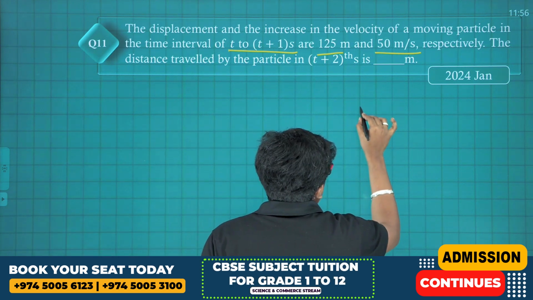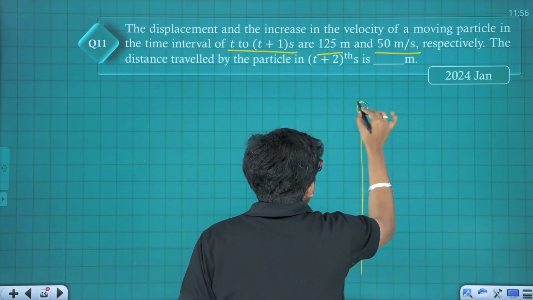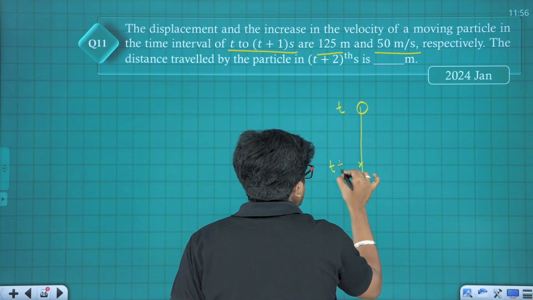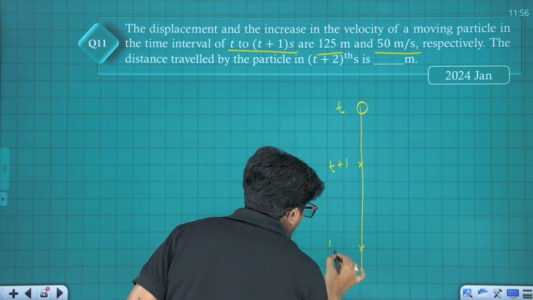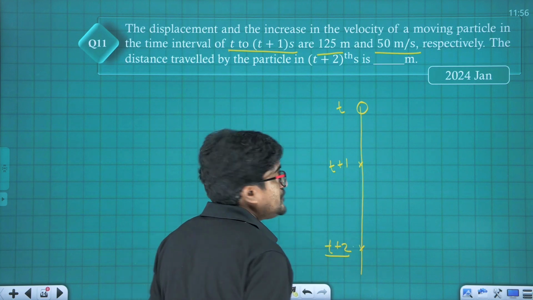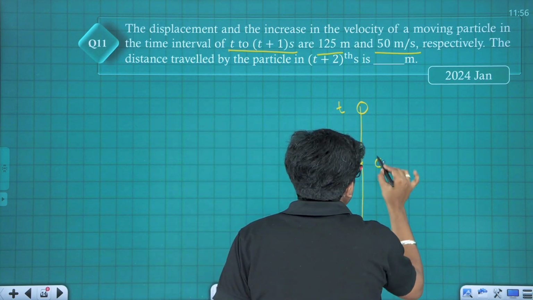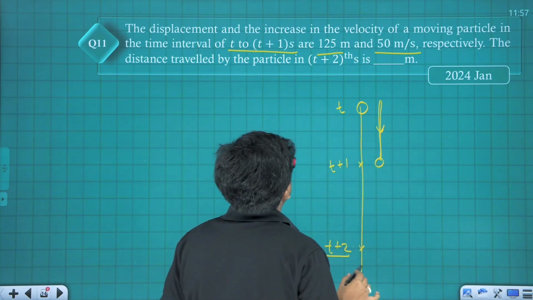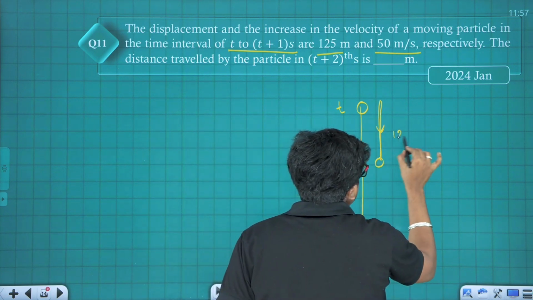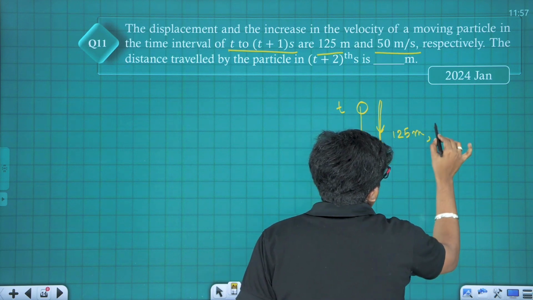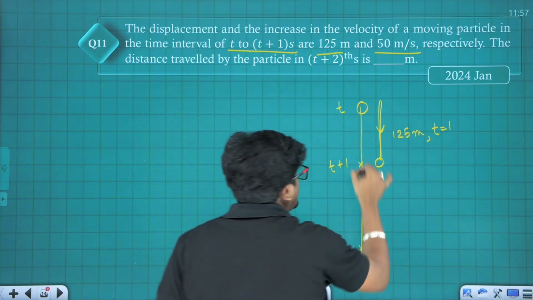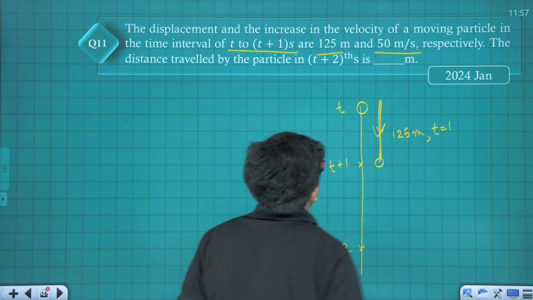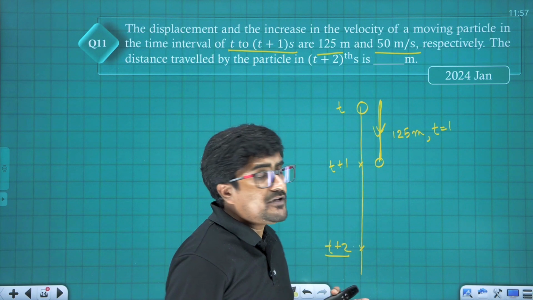So let this be the time t, and here the time is t plus 1 and here the time is t plus 2. So in this particular time duration, the distance travelled is how much? 125 meters. And here the time duration is equal to what? 1 second, t plus 1. And in this 1 second gap, the velocity is increased by 50 meter per second.